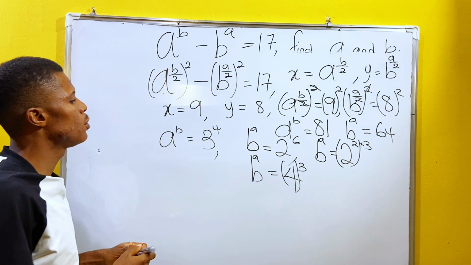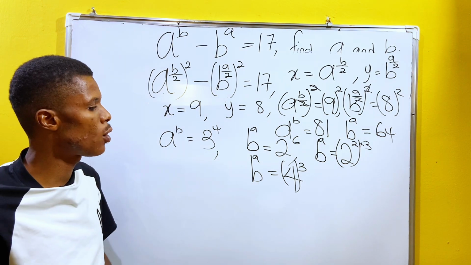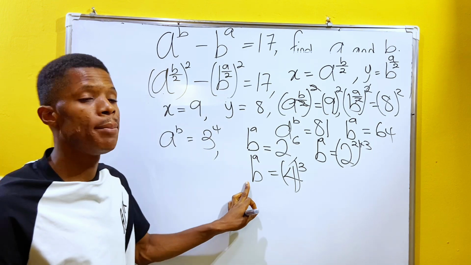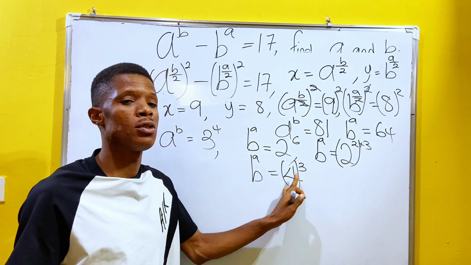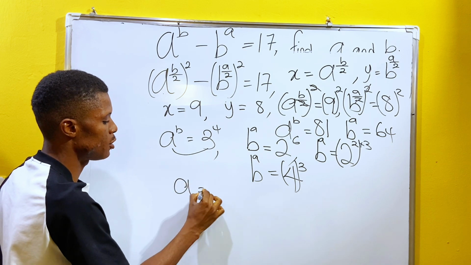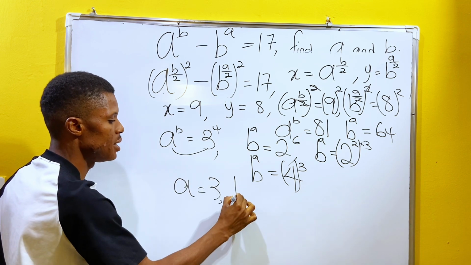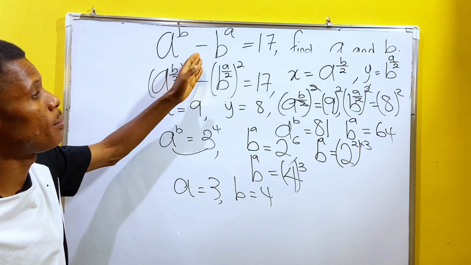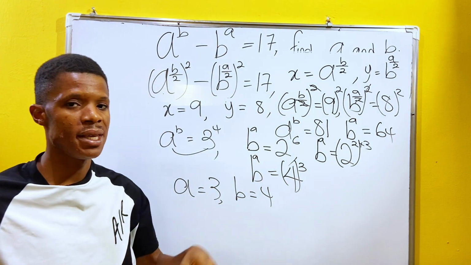Okay? If you look at this very well, by simple comparison, a to the power of b is 3 to the power of 4, and b to the power of a is 4 to the power of 3. That shows that a is what? a is actually 3, b is actually 4. Okay? So in this particular problem, a is 3, b is 4.